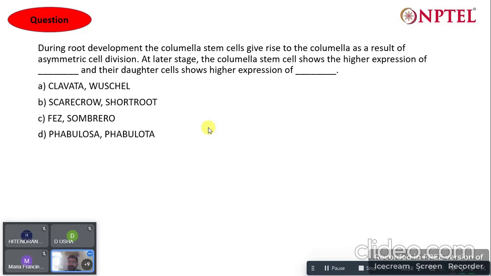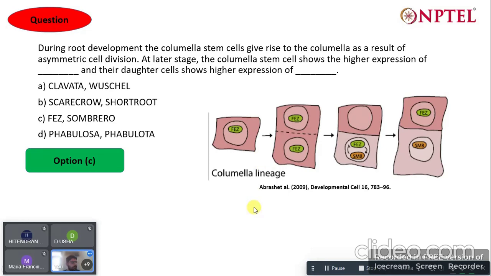Yes, so the correct answer is Fez and Sombrero. This is the initial cell from which the columella lineage starts developing. First it divides, and then the stem cells, or the initials that we are talking about, retain the level of Fez, and the Sombrero protein inhibits its function in the differentiated columella cells, and it retains its position in the stem cells only. So this is how it functions.